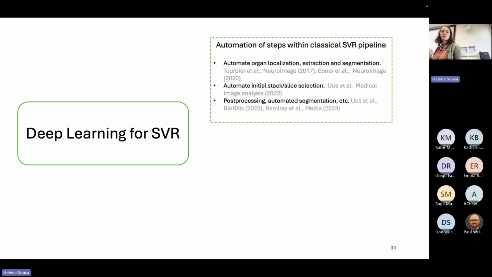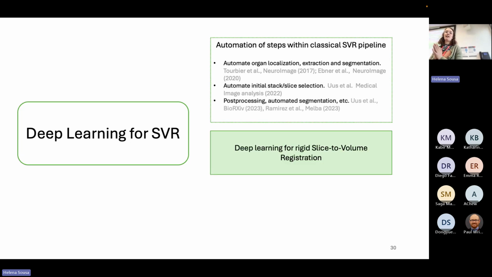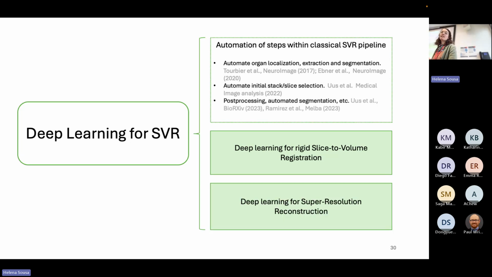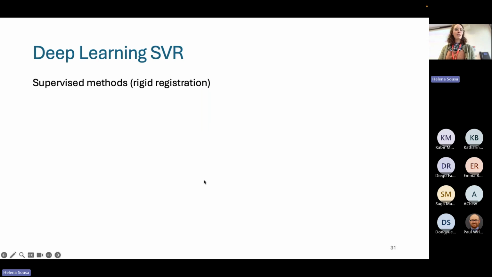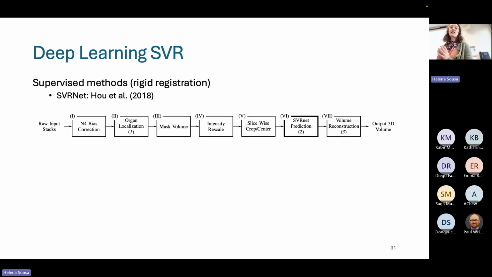But me and Helena are going to focus more on deep learning to do the registration step, when we want to register slices to a volume, and also in terms of super resolution reconstruction. And we'll go through some important references. In terms of what exists in literature, most of these methods are trained in a supervised way. So it's a rigid registration problem, and one of the first references is SVRNet.